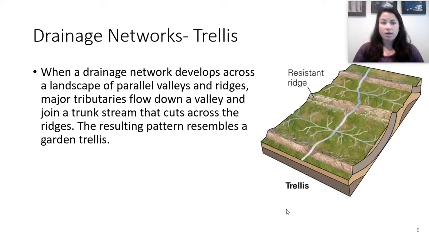A trellis network is when a network develops across a landscape of parallel valleys and ridges. So we can see that these are the parallel ridge, and here's a parallel valley. And they join a trunk stream that cuts across the ridges. And then it looks kind of like a garden trellis. If you had any vines, you see that they kind of grow up one, and then the vines kind of go off on their own direction, and that's what this resembles.